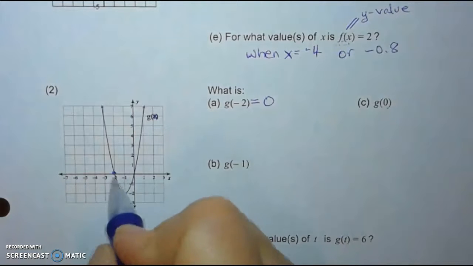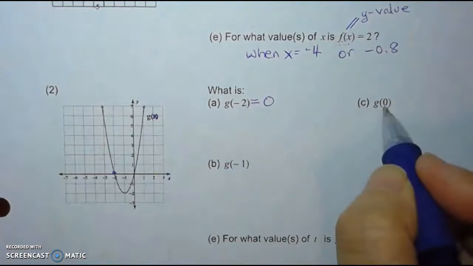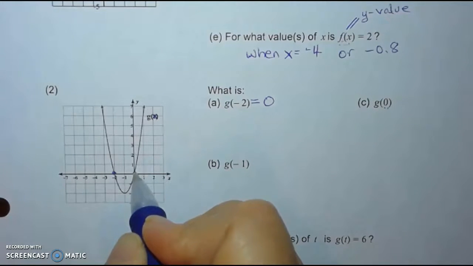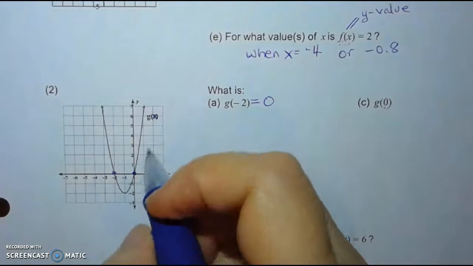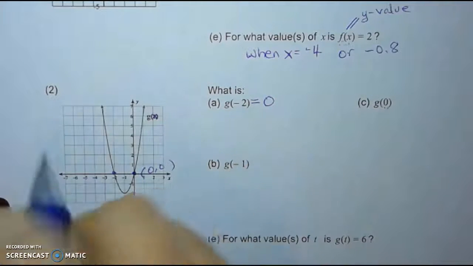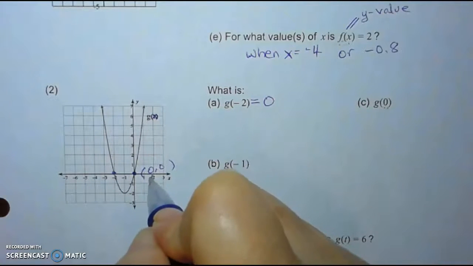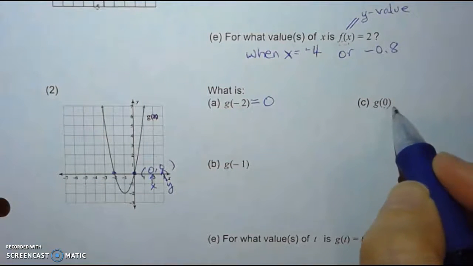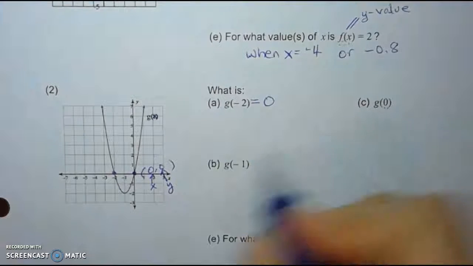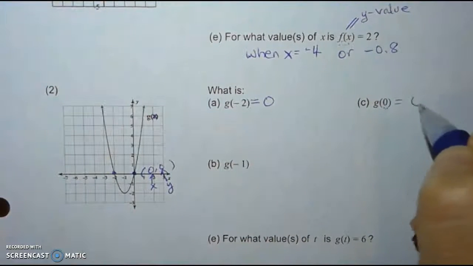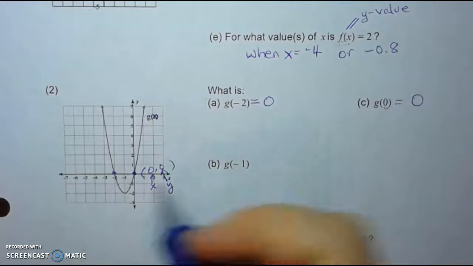G of 0 means the input is 0. Where is the x is 0? X is 0 is right here. And the graph is also again at 0 here. So remember, the point coordinate here is (0, 0). And this is the x value and this is the y value. It's asking you what is the output, what is the y value when input is 0? It's just 0. What about g of -1?